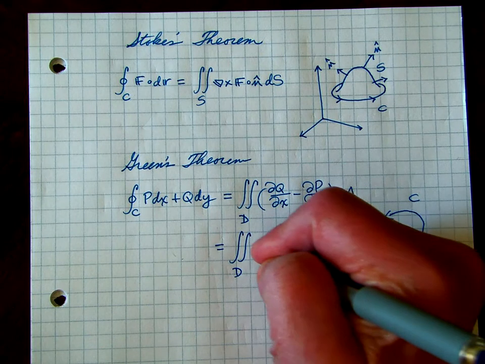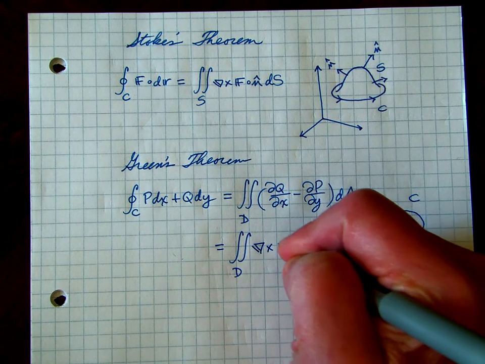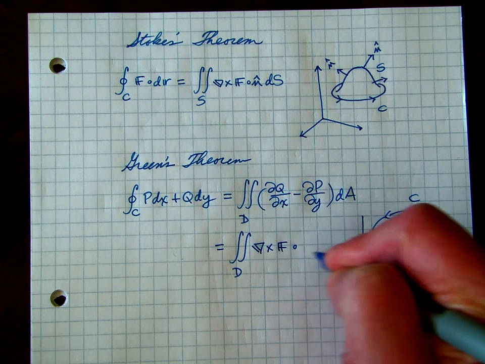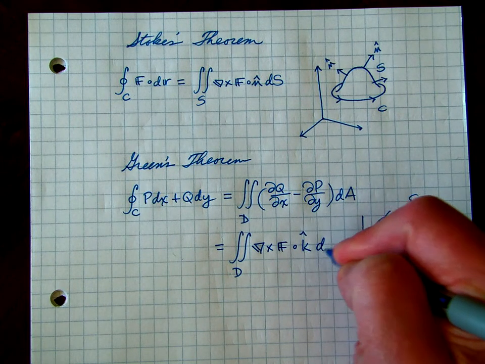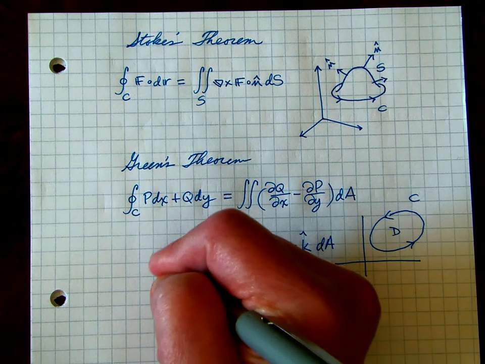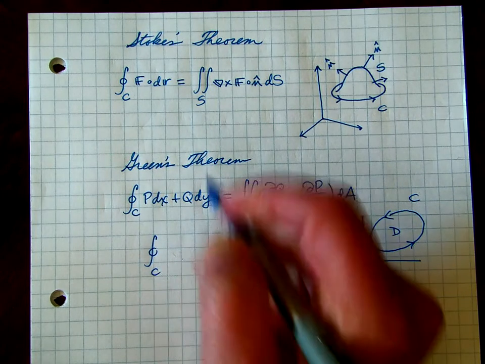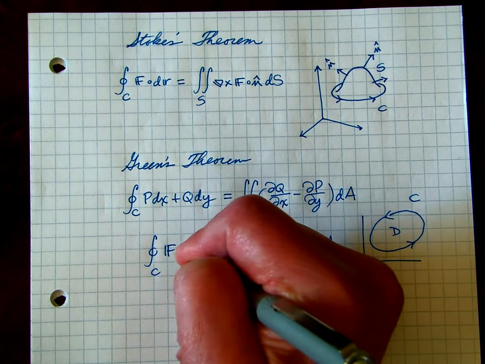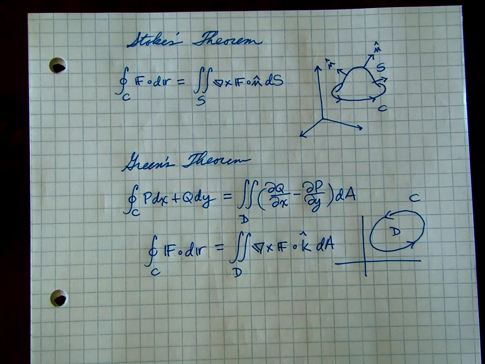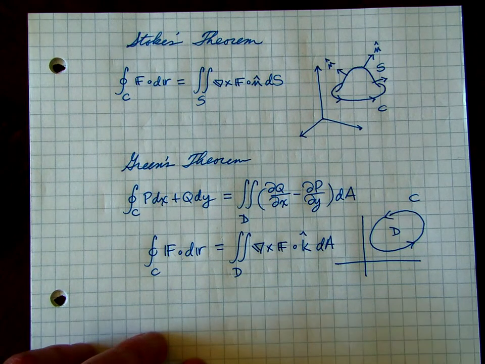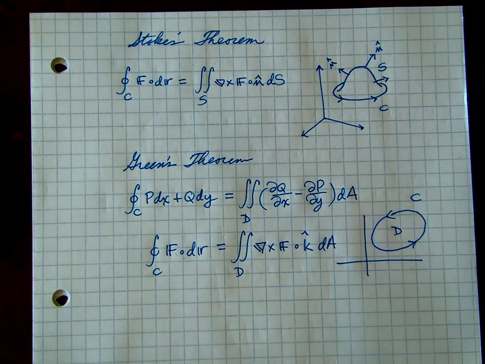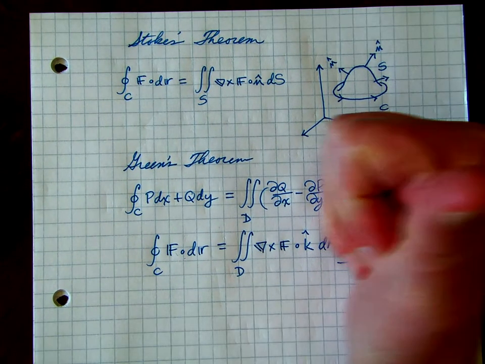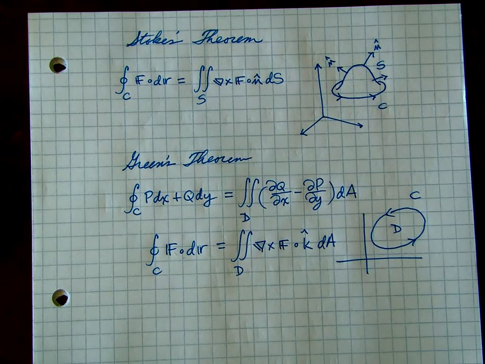You can take the curl and dot it with k, because that's how you get the third component, the z component. And over here on this side, you can simply write this as F dot dr, which is simply playing with notation. Now, if you take a look at what's going on, right-hand rule, if you put your fingers curling around C, your thumb would point straight up, and that would be the right-hand rule.